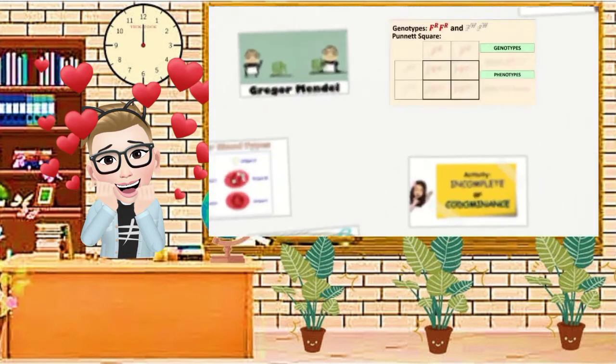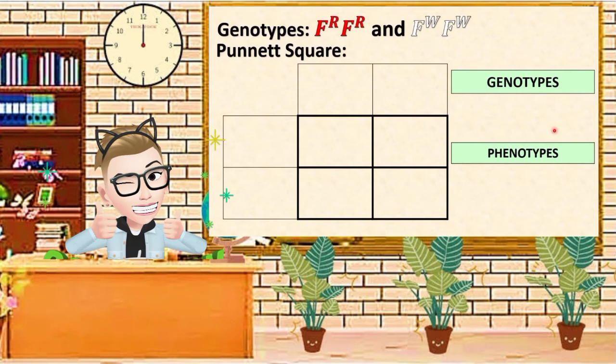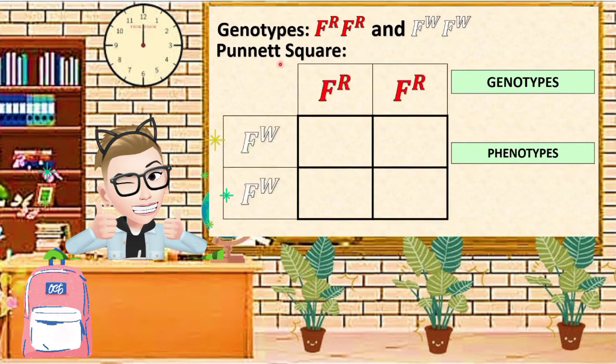And now, let me show you how it happens. We have here the genotype of a red snapdragon flower, which is FR. And we also have the genotype for a white snapdragon flower, which is FW. Now, let us cross them using Punnett square. So, you have to put all the genotypes in each box and mix them together.